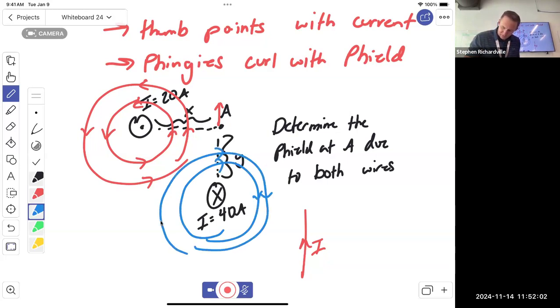So this part gets a little bit funky. My field's actually going to the right. So now I know what to do with those. Really the point of this little piece of the lesson is what to do when I find the two fields due to the two different wires individually. In electrostatics, you might add them, you might subtract them, you might do Pythagorean theorem. In this case, I do have to do Pythagorean theorem.